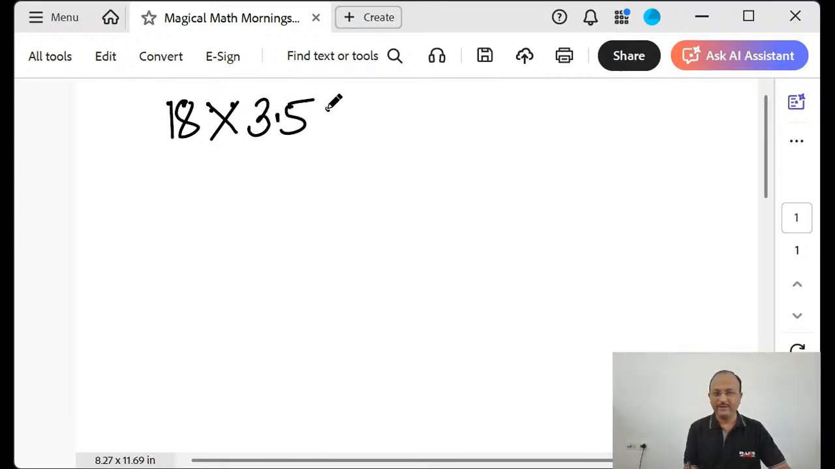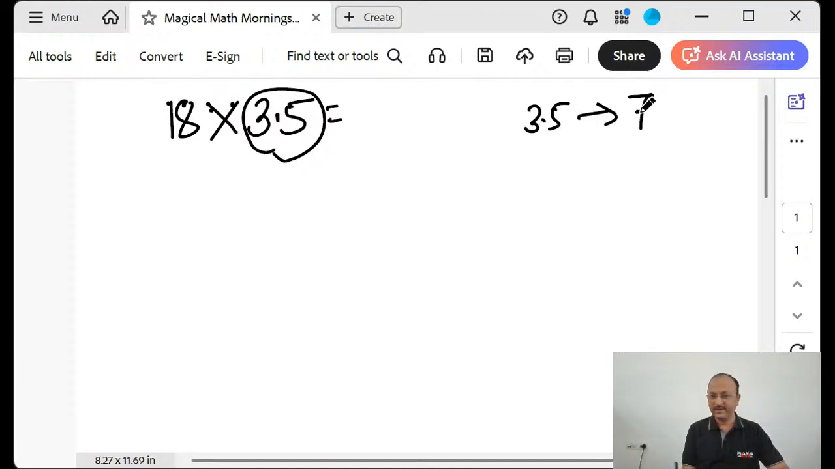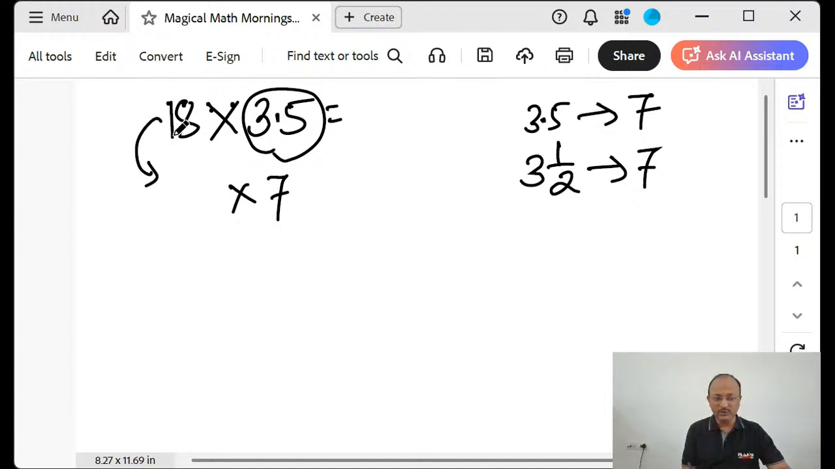Into 3.5. The idea is converting this one into a whole number just by doubling. What is the double of 3.5? It is 7. Either it can be given as 3.5 or it can be written as 3 and a half. 3 and a half double is 7. We are very familiar with the doubling concept already. So when we double this to retain the equality of the multiplication, this we are converting into 7. This we are going to convert into half of that. Half of 18 is how much? 9. 9 sevens are 63 is the answer.